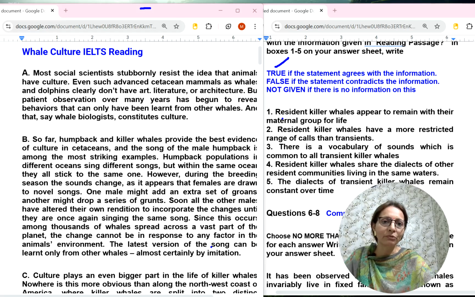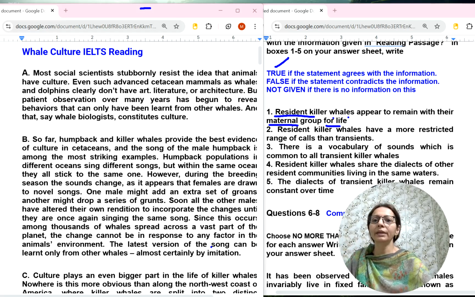So first I will start with question number 1, resident killer whales. Whales appear to remain with their maternal group for life. So resident killer and maternal group are the two words that will take us to the location. After getting the location of this question statement in the paragraph, if these resident killer whales stay with their maternal group for life, then it will be true. So let's try to find resident killer.